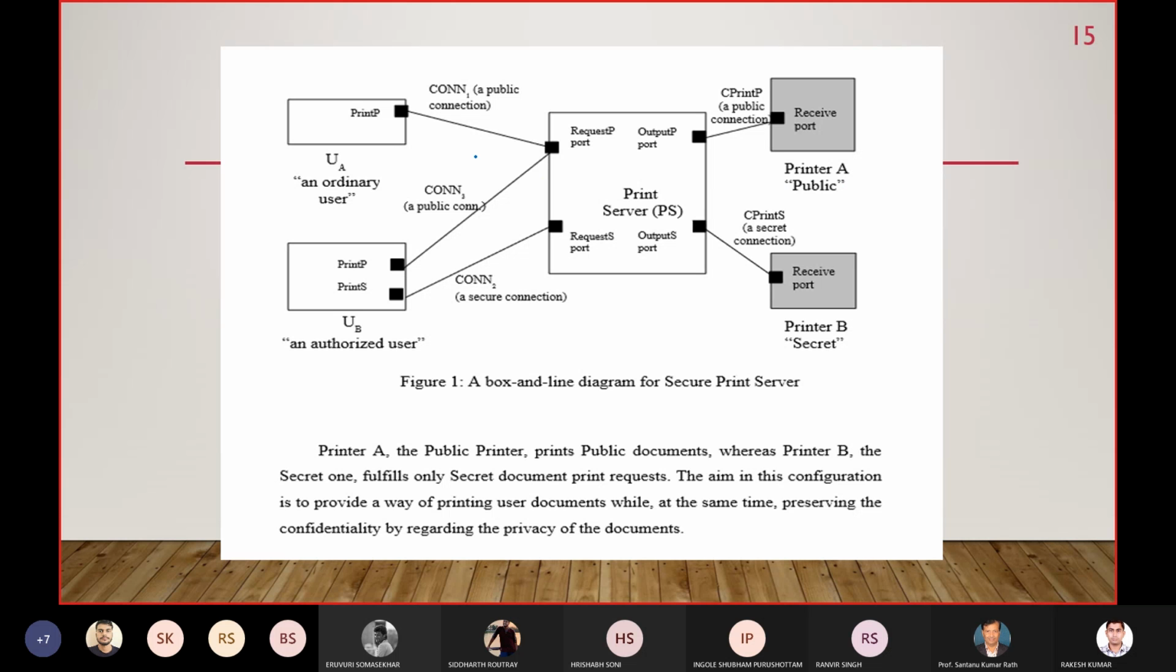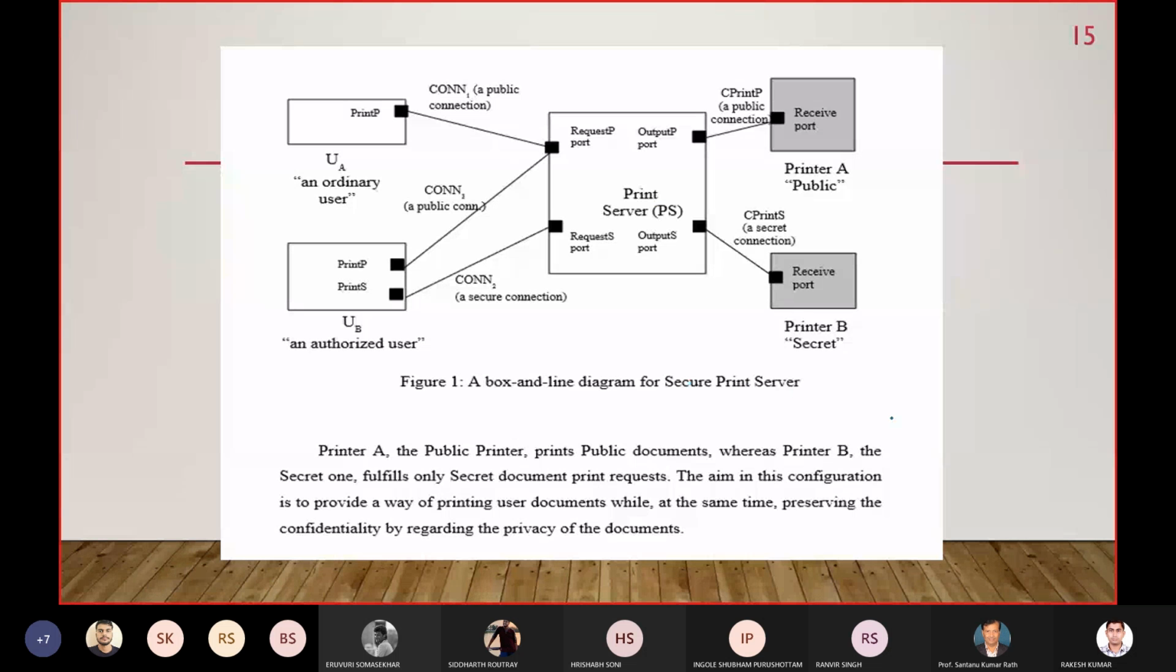So I'm taking this example, and there is a print P port, then request P port. P means public, and request S port for the secret printer, and print S. One more thing, an authorized user can also print through the public printer. If the document is not confidential, then it can also be printed through this public printer.